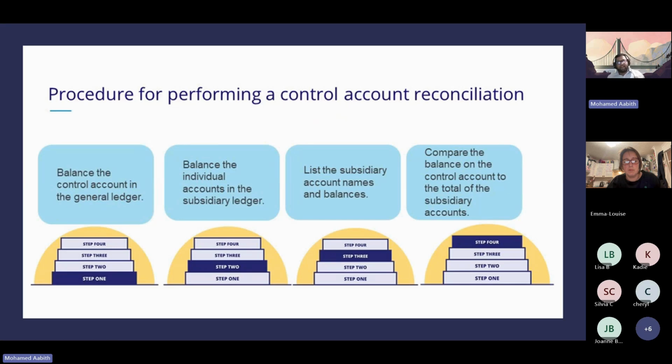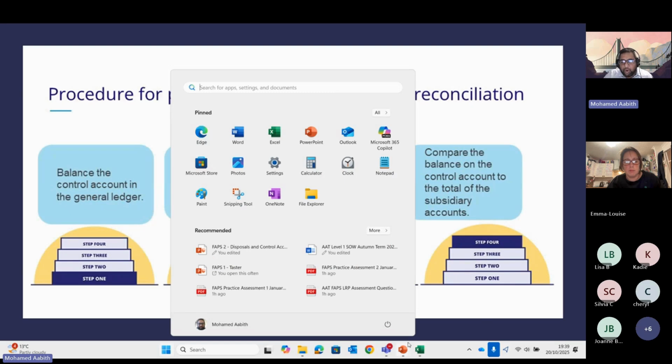You have probably heard about this. The errors could be different, like an omission error, a casting error, a calculation error, or a transposition error. There are multiple different ones, such as an error of commission. The reconciliation process is something you learn in your level 2 qualification, which is bookkeeping control. But here, let's have a look at it quickly.